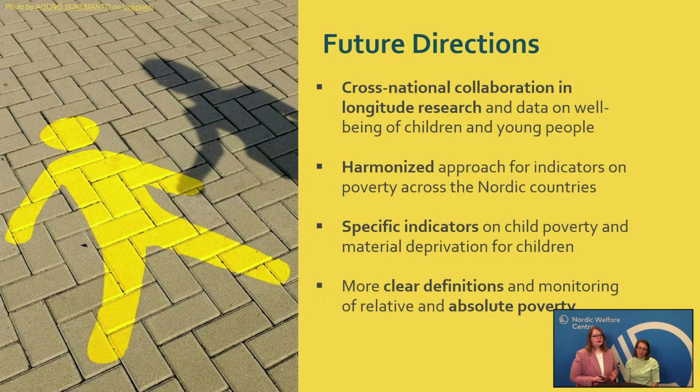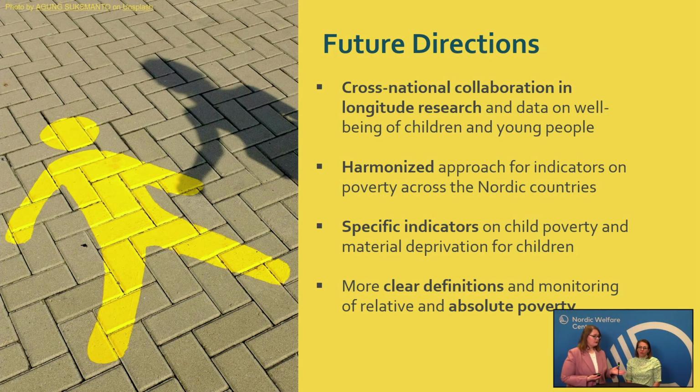For future directions and how this monitoring of child poverty could be improved, we suggest that cross-national collaboration and longitudinal research across the Nordic countries, as well as data sharing on well-being of children and young people, could be crucial for further research. And besides that, it is also important to have a harmonized approach for indicators on poverty rates for children and for the full population across the Nordic countries.